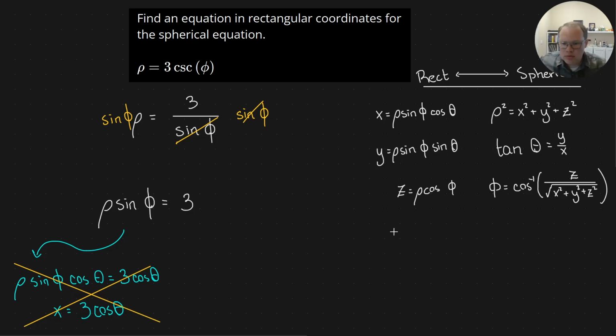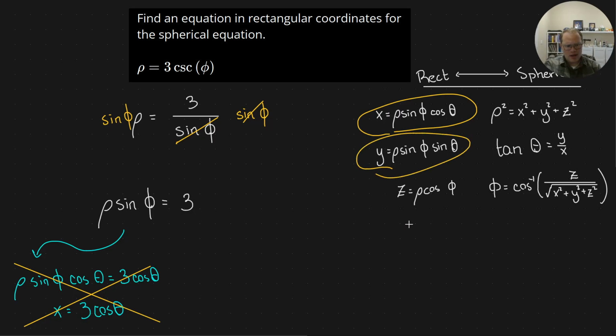So now what? Well, if you think back, here I've got x equals rho sine phi cosine theta. Here I've got y equals rho sine phi sine theta. Is there any way I could combine those so I could just focus on rho sine phi? Specifically, is there any way to put a cosine and a sine together to get them to go away? What we're going to do is use one of the Pythagorean identities.